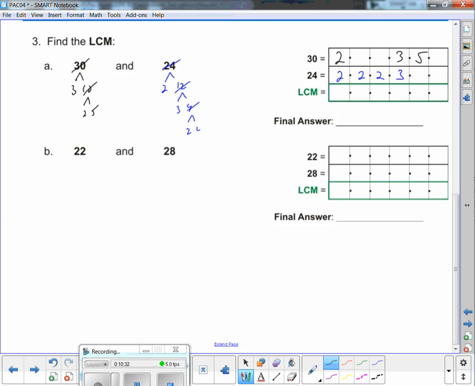Okay, so somebody raise your hand and tell me what to put down at the bottom. Colby? Correct. So it's going to be 2 times 2 times 2 times 3 times 5 to complete our chart. And then Colby jumped ahead right to the final answer. 2 cubed times 3 times 5. Right? Do you agree? Brendan, question?